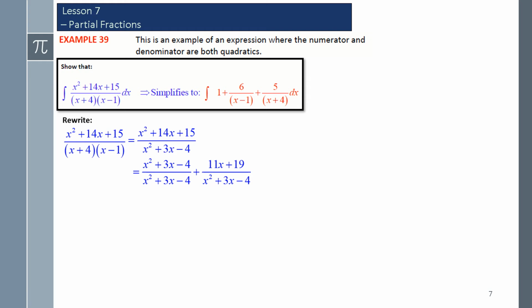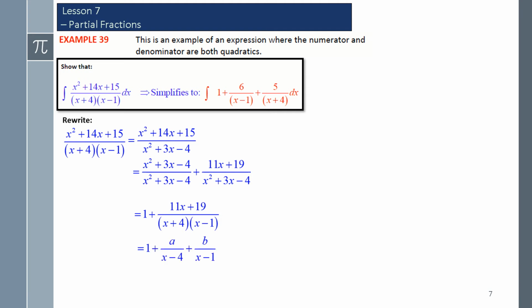Have a look. I have an x squared and I have an x squared. I have a 3x and 11x, that's my 14x. I have a 19 and a negative 4, that's my 15. These two lines are still equivalent. I've just broken them up into two separate fractions. This becomes your 1, and I have 11x + 19 over (x + 4)(x - 1). So I've just factorized that again. And this can be separated into those two fractions by applying the processes followed in the previous examples.